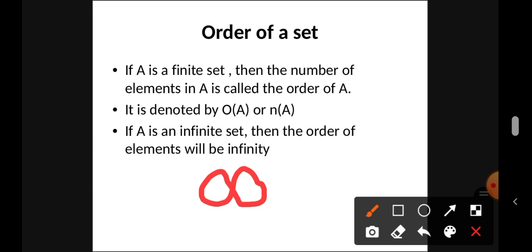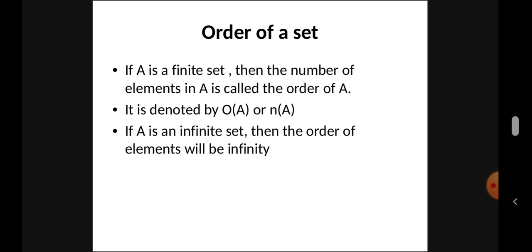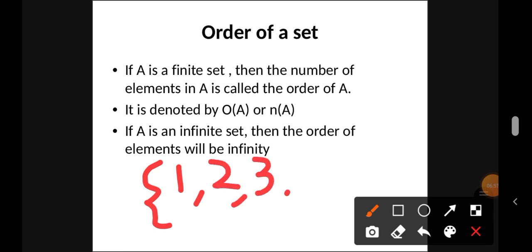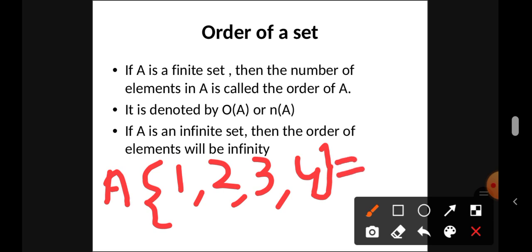And if a set A is an infinite set, then the order of elements will be infinity. Okay, suppose we have elements like 1, 2, 3, 4. Suppose this is a set A. Then order of A means what? Order of A is equal to the number of elements. So we can say the order of this particular set is 4.